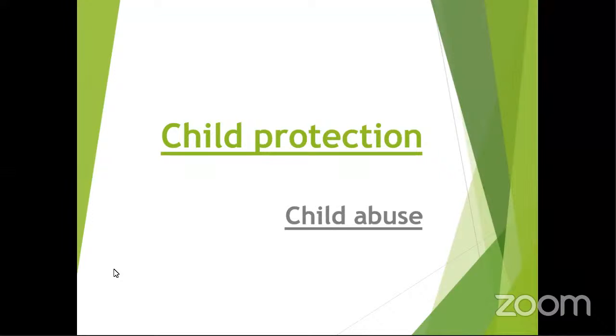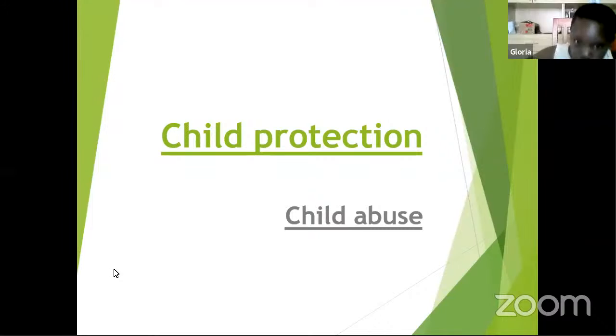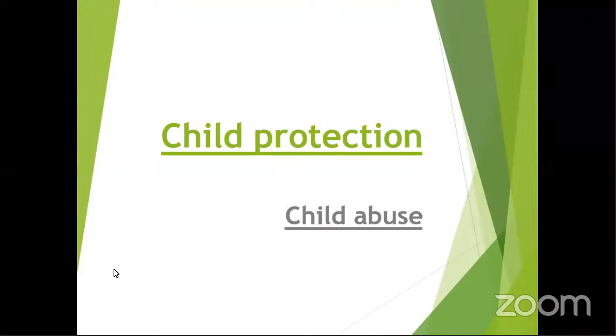So we need to understand who a child is before we look at the words child abuse. Who is a child? I need someone to explain who a child is. Yes, Musmenta, who is a child? A child is a person who is under 18 years of age. Very good. A child is a person below the age of 18 years. As simple as that. That is a wonderful answer.